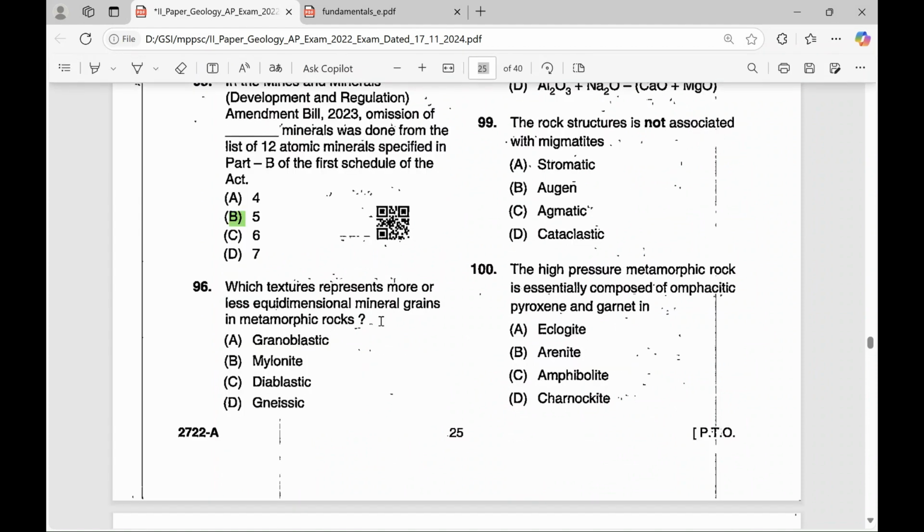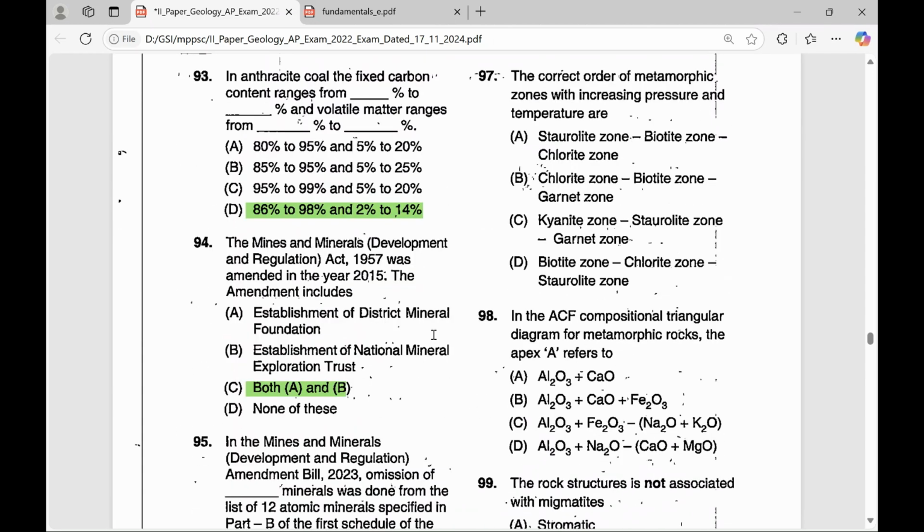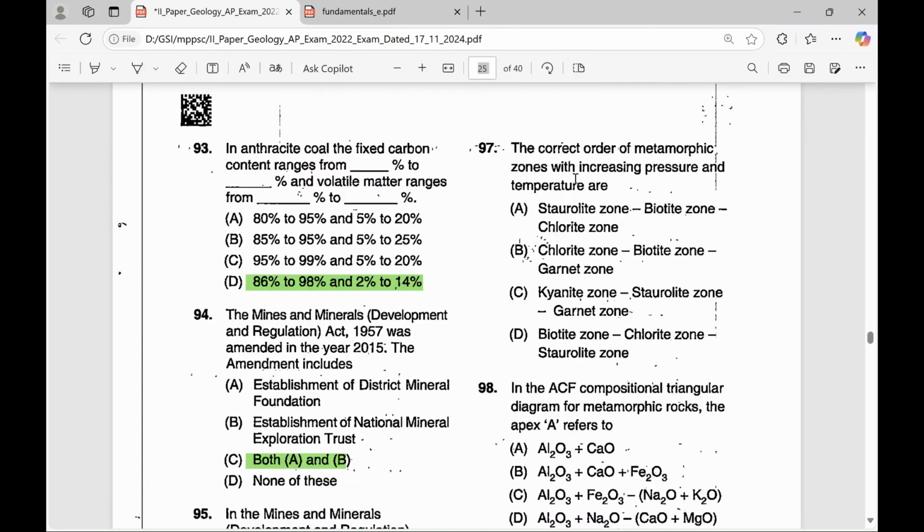Next, which texture represents more or less equidimensional mineral grains in metamorphic rocks? Options are granoblastic, mylonitic, diablastic, and gneissic. So you know granular, granoblastic. Granular, they usually have the equidimensional grains. Okay, so granoblastic.